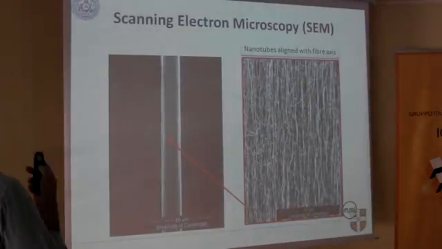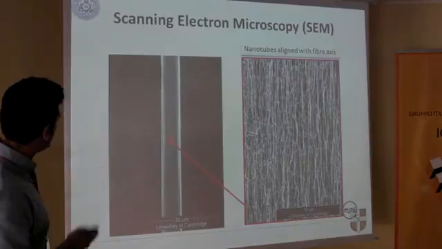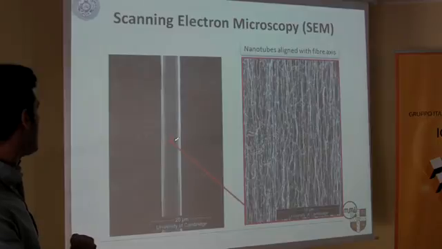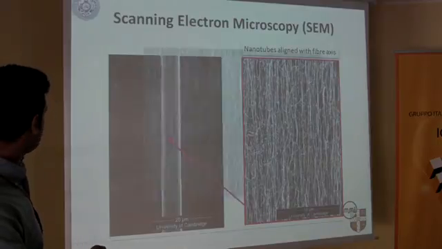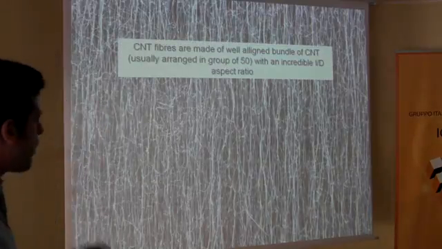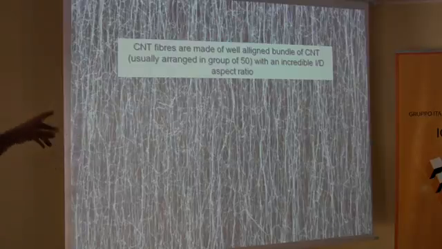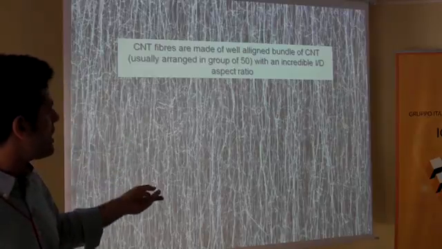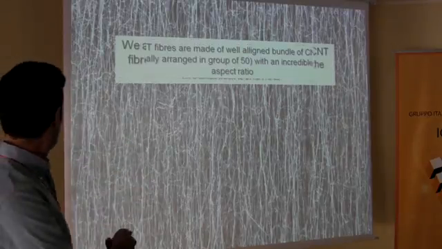So having a look close with the scanning electron microscopy, that is a magnification of the network we can find inside the fiber. And this is a high magnification. The network of nanotubes is pretty complicated, but we can see it is pretty well aligned. That is a good thing. And of course, CNT fiber are made of well-aligned bundle of carbon nanotubes. Usually the bundle are arranged in group of 50, and they have an incredible length over diameter aspect ratio.